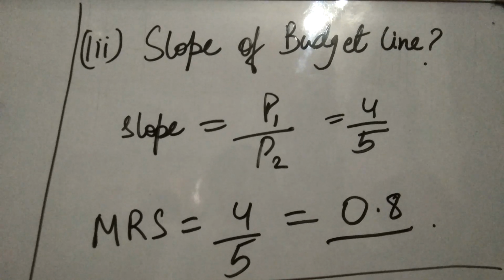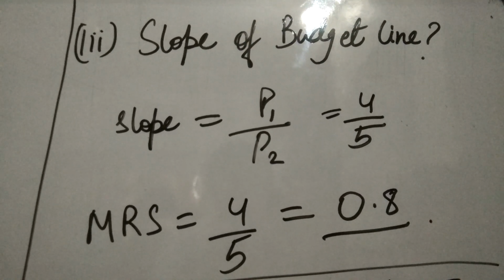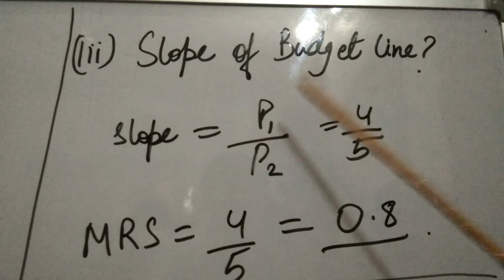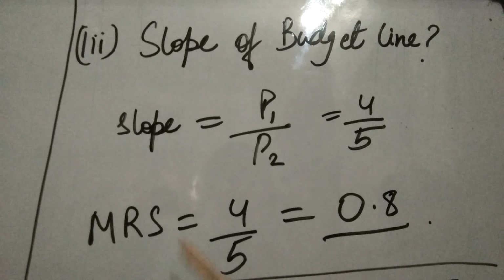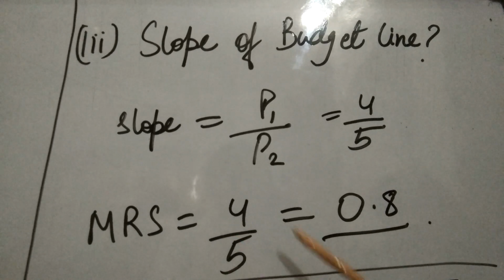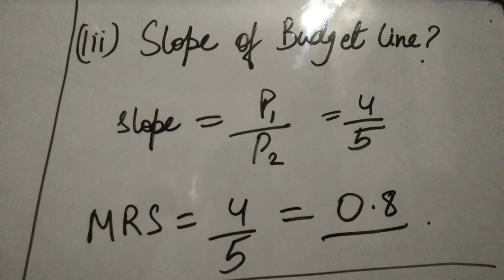Third part says find the slope of the budget line. As we only have price with us, okay, so slope will be P1 by P2. Putting up the value, we'll get the marginal rate of substitution, which is 4 by 5. After dividing it, we'll get 0.8. Okay, now moving to the next question.